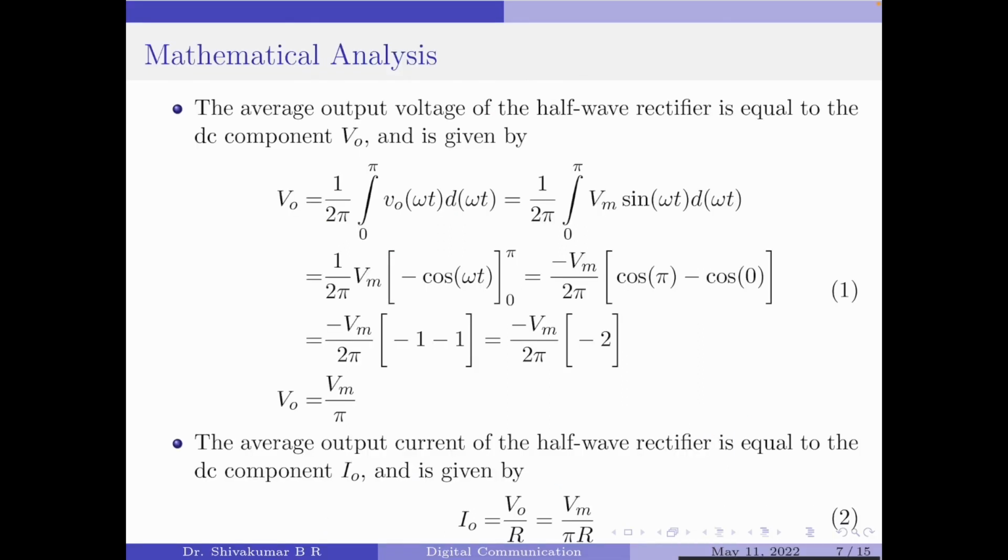Let us now move on towards the mathematical analysis of this circuit. The average output voltage of the half wave rectifier is equal to the DC component V0 and is given by V0 equal to 1 divided by 2 pi integral 0 to pi V0 omega t d omega t. Let me explain how this equation is formulated.